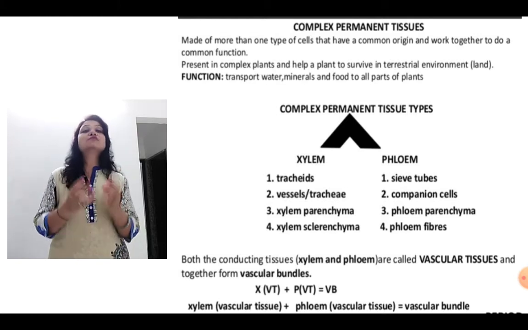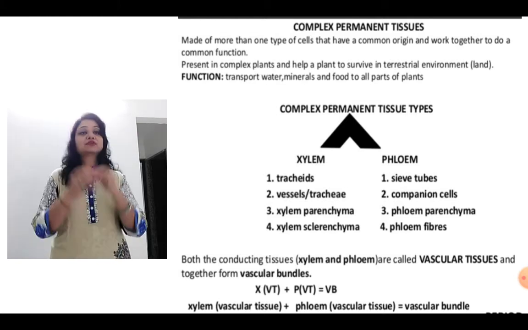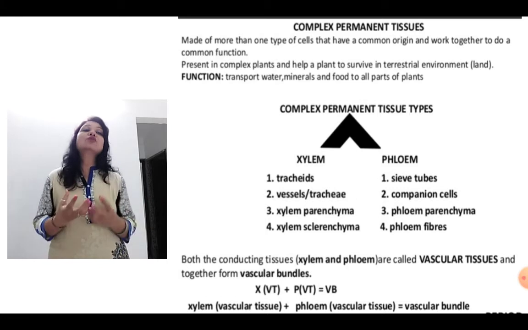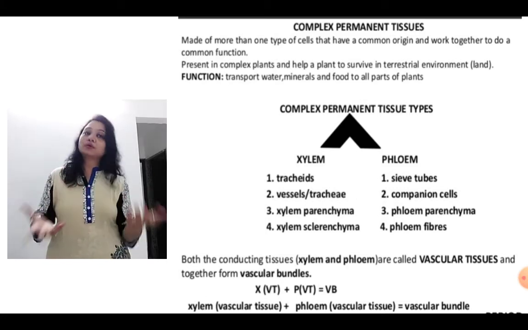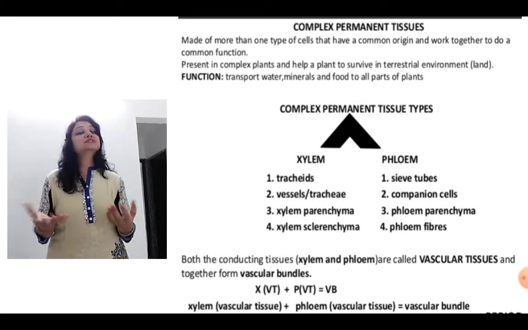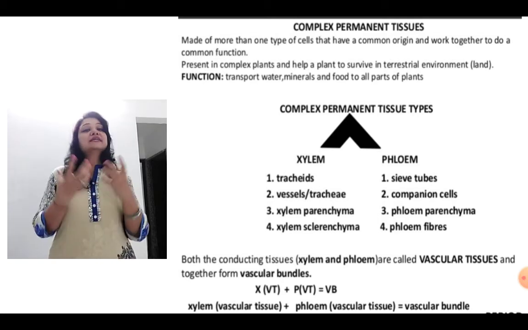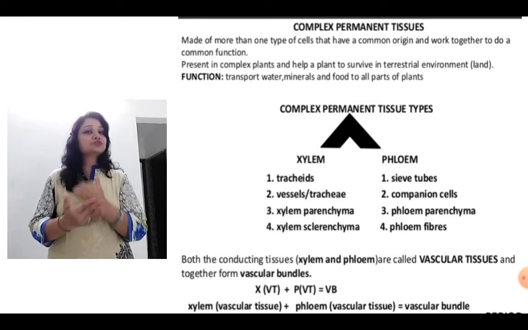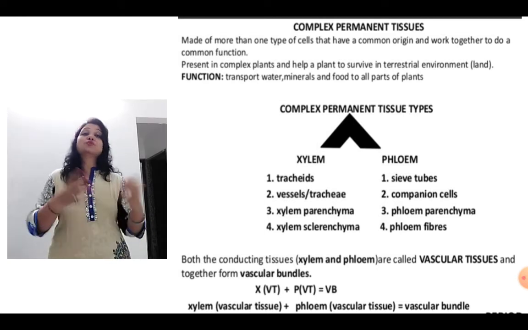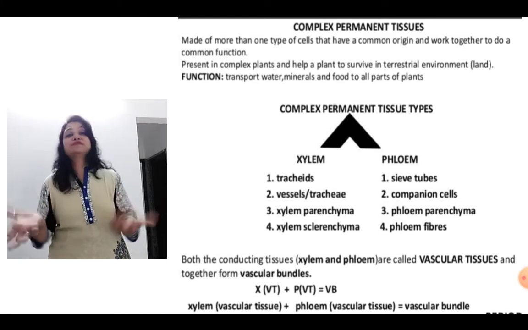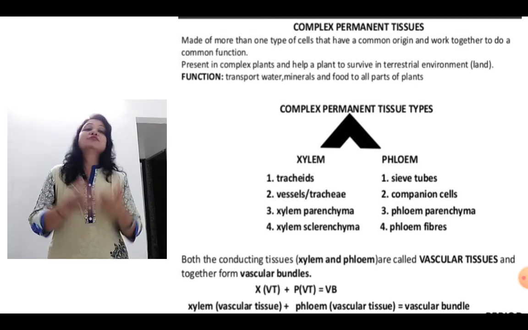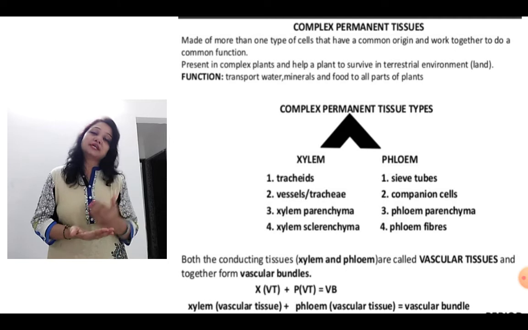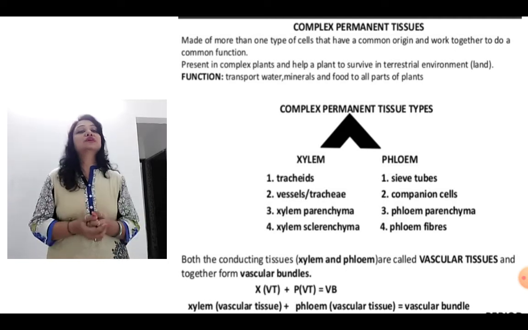They are made of more than one type of cells that have a common origin and they all work together to do a common function. They are present in the complex plants and they help the plant to survive in the terrestrial environment, that is, on land. The main function of these complex permanent tissues you already know, because they are xylem and phloem. So the function is to transport water, minerals and food to all parts of the plants.